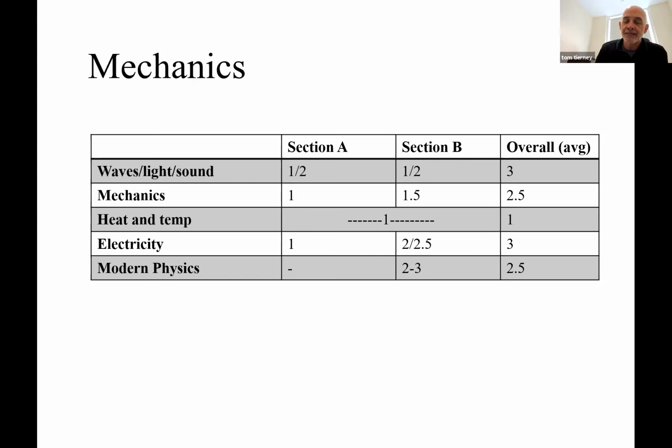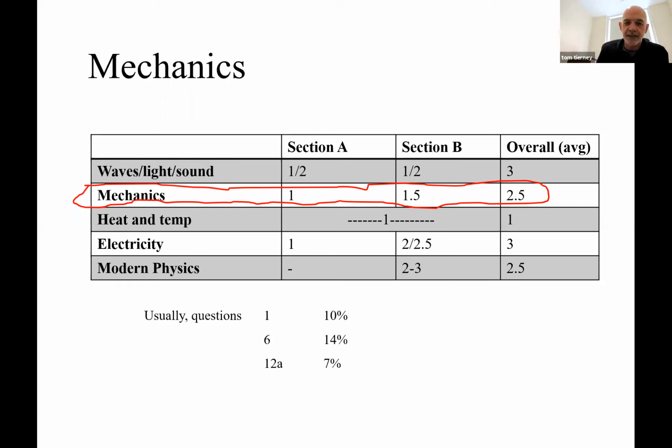But in the past, mechanics has always been very predictable. It's always been question 1, 6, and 12 part A. So it's one question in A and 1.5 in section B, which is 2.5 questions. And the weighting, I don't think is going to change. Where those questions turn up probably will change this year, but it's going to be similar or slightly more questions. So even if we stick to the past pattern, in the past, your question 1 would be worth 10%, question 6, 14%, and question 12 part A would be 7%. So the mechanics in the past would be worth 31% if you focused on this material.